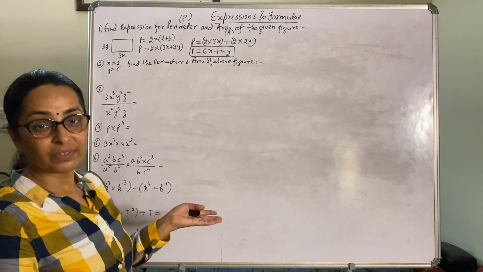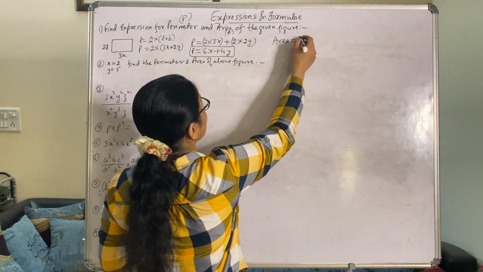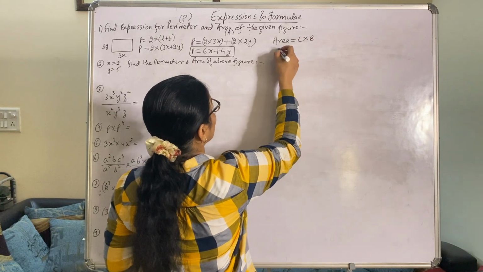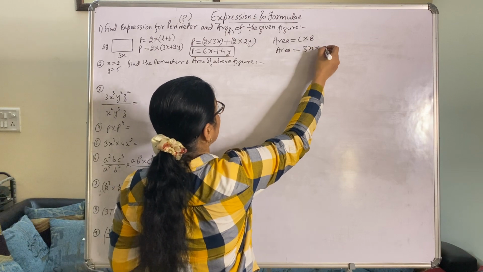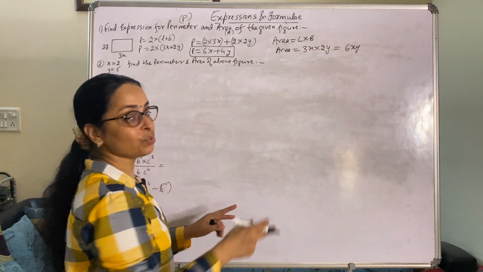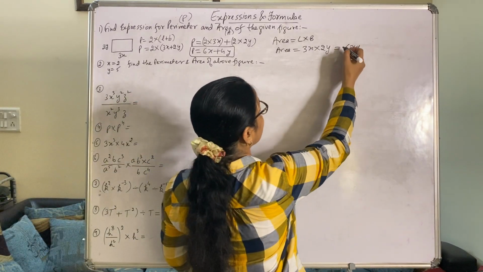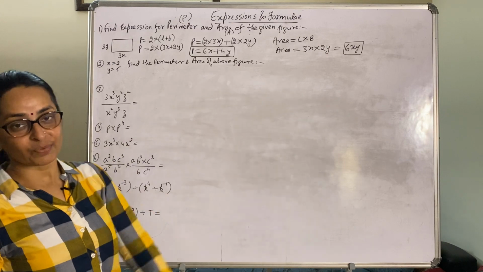Now area is what? Again, much simpler than perimeter. Area is length times breadth. So area would be length times breadth, which is 3x times 2y, which is what? 6xy. 3 times 2, 6. X times y, xy. So area would be 6xy.